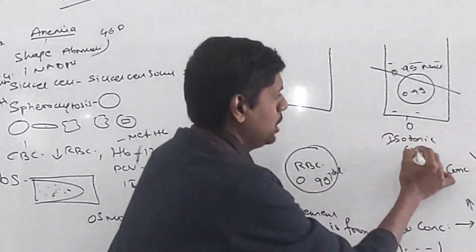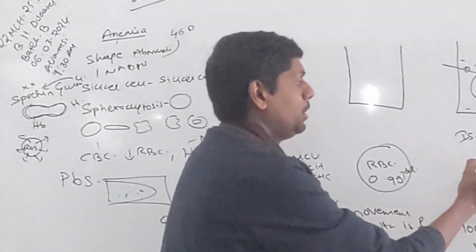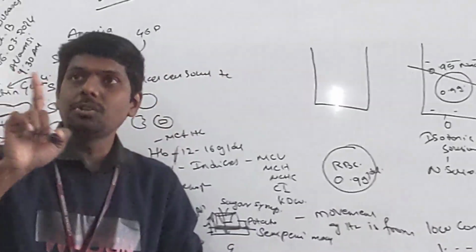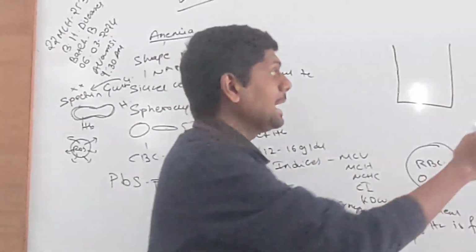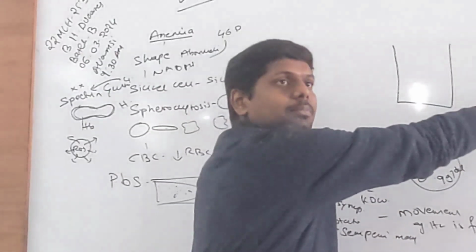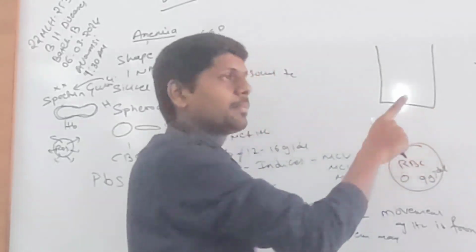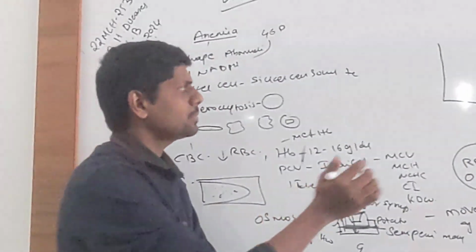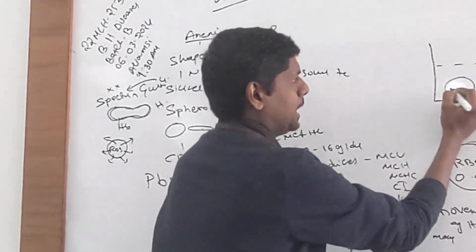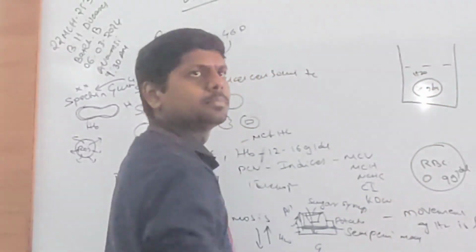Isotonic solution. This is called normal saline. That means normal saline is not water, keep in mind. It has some salt. I will discuss what this salt is later. Let us assume I suspended my red blood cells, with 0.9 grams of sodium, in normal water.